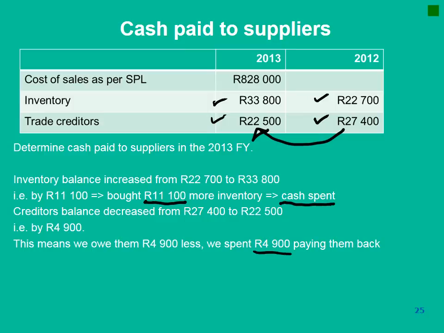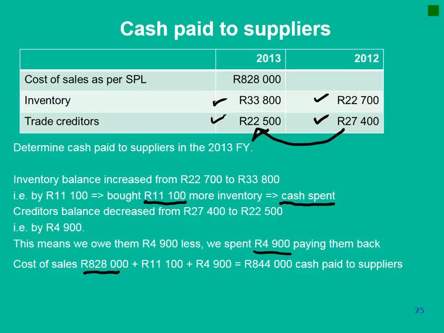So if I now take the cost of sales amount that was given and I add to that, because remember that's money that I've spent, okay? So that's an outflow of cash. And I add to that the 11,100, which is extra inventory I've bought, and I add to that the 4,900 because that's payments I've made to creditors. So if I take those amounts and add them together, I get the 844,000, which is the amount that we saw in the creditors account that I reconstructed just now.